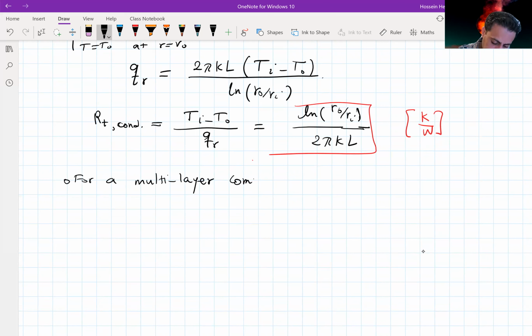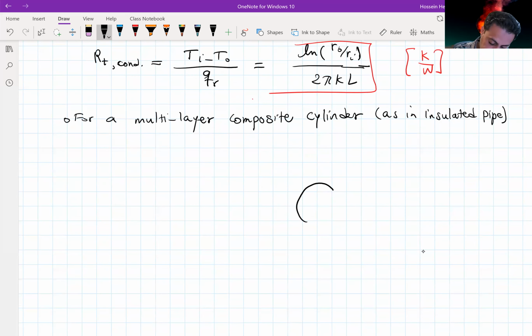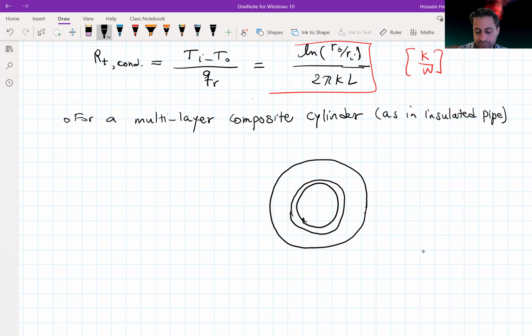For a multi-layer composite cylinder, let's say an insulated pipe, the pipe is not made of just one single material; it could have different materials. Let's say internally we have a coating, and it's a thick coating or thin coating, doesn't matter. Then we have the actual pipe, which could be another material. I'm just looking at the cross section. And then we could have some composites, some insulation, around that.